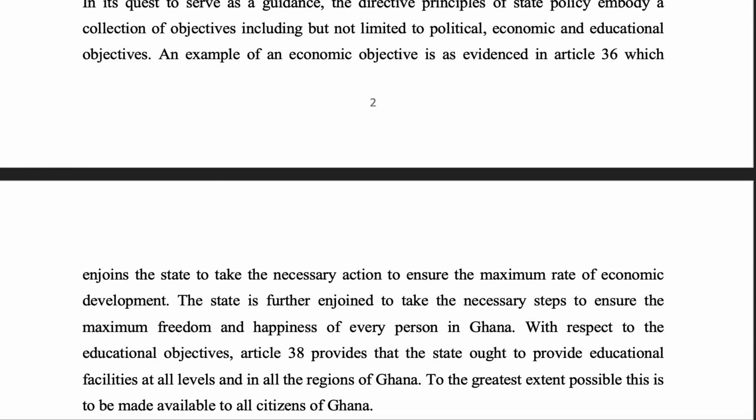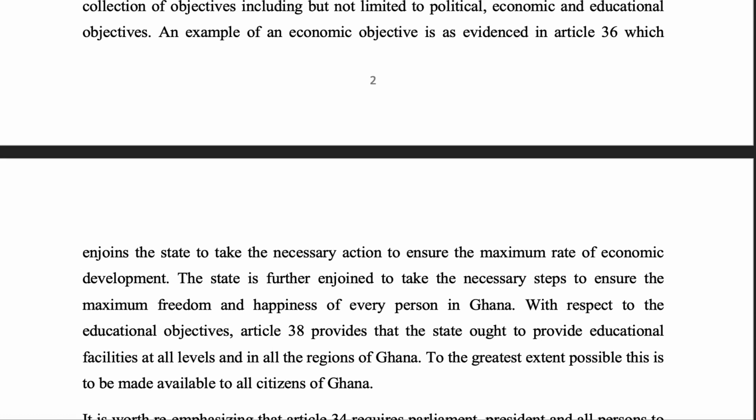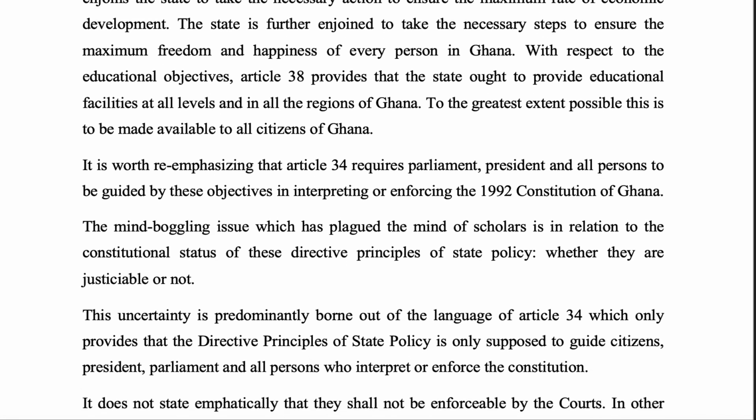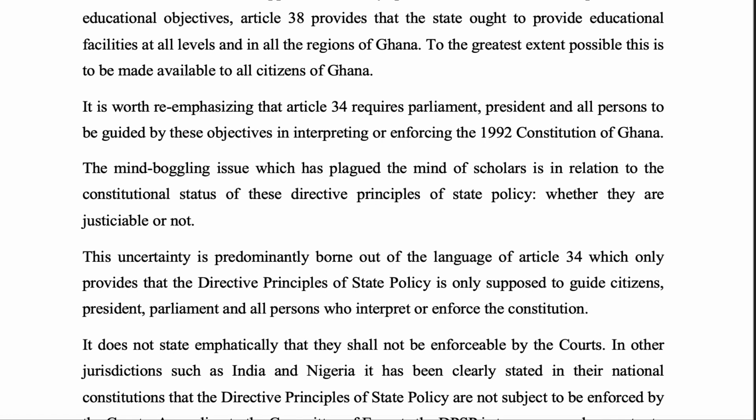An example of an economic objective is as evidenced in Article 36, which enjoins the state to take the necessary action to ensure the maximum rate of economic development. The state is further enjoined to take the necessary steps to ensure the maximum freedom and happiness of every person in Ghana. With respect to educational objectives, Article 38 provides that the state ought to provide educational facilities at all levels and in all the regions of Ghana. To the greatest extent possible, this is to be made available to all citizens of Ghana. The question is, what is the import of all of these? We are demonstrating to the examiner that we know what directive principles of state policy means. So we shall continue. It is worth re-emphasizing that Article 34 requires Parliament, the President, and all persons to be guided by these objectives in interpreting or enforcing the 1992 Constitution of Ghana.